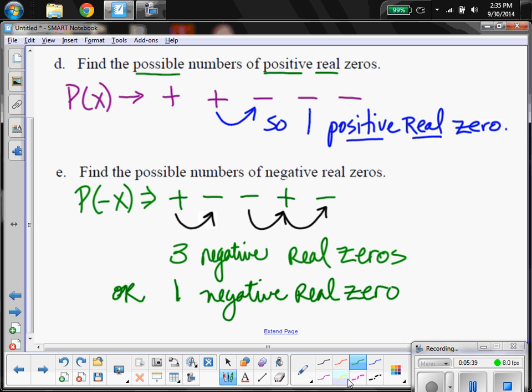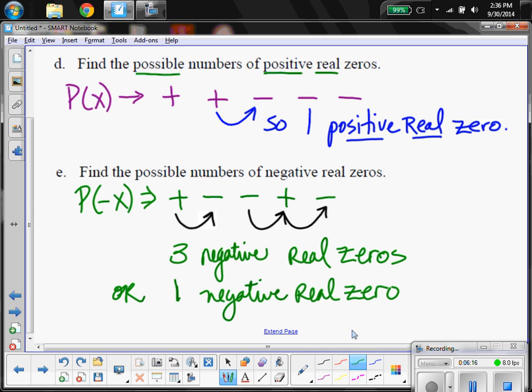Okay, so what could happen? So far, I've got to have 1 positive real zero. Well, if I've only got 1 negative real zero, if that's the case after I continue my analysis, then the other 2 zeros would have to be imaginary. If I've got this 1 positive real zero with 3 negative real zeros, then I don't have any imaginary zeros because I've only got 4 total.